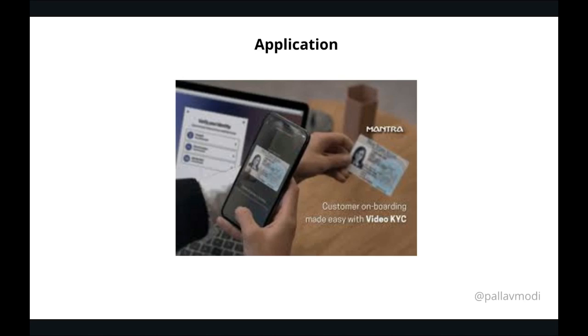And one of its applications would be customer onboarding, where information can be extracted from the ID, the personal identification document of a person, simply by taking a photo and then extracting the information and putting it directly into the system. So it automates the whole system of customer onboarding and makes it pretty fast, right?